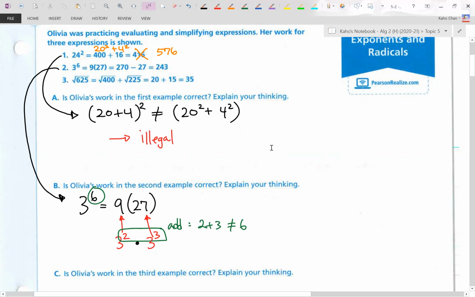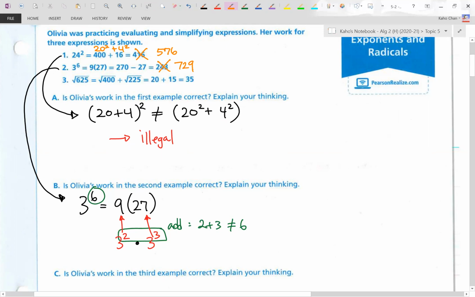Great. How about the next one? The square root of 625 is equal to the square root of 400 plus the square root of 225. And that's incorrect. Oh, by the way, 3 to the 6th power, that particular answer is 729. Forgot to mention that from earlier from my calculator.